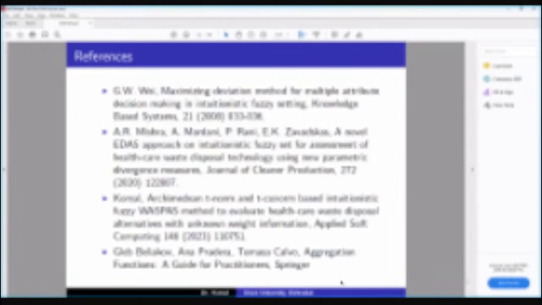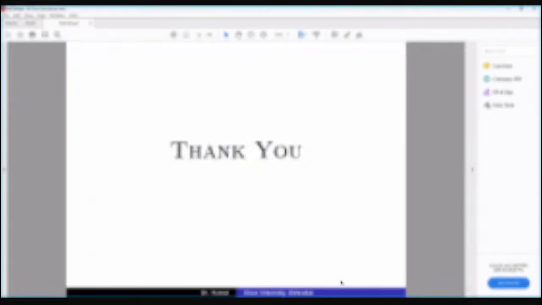And these are the references you can see. These are the four references you can use to understand this talk. And I think I have to finish. So thank you for listening and giving me this time to present my research. And again, I'm thankful to the organizers for giving me this opportunity to share my research. Thank you.